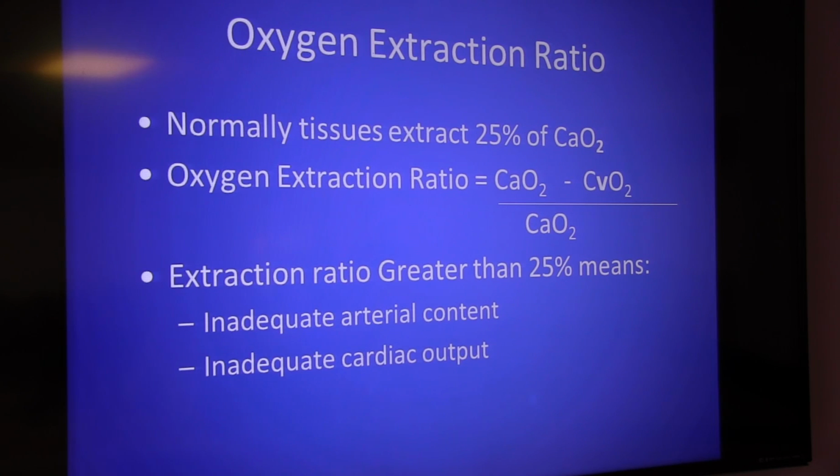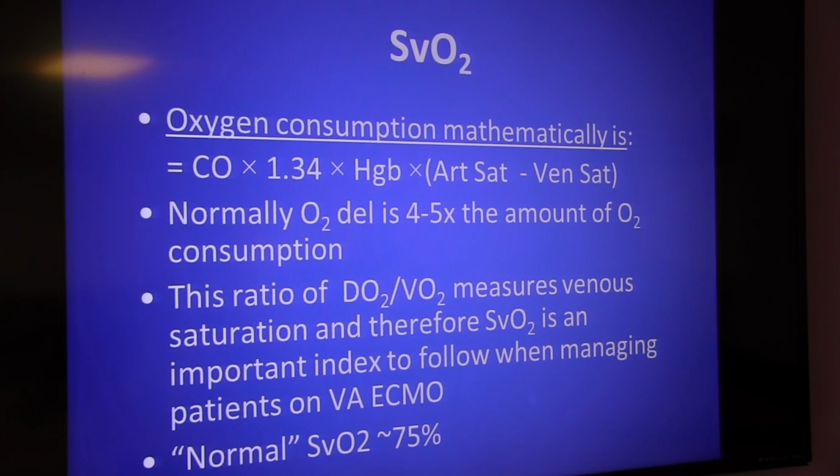So normally tissues extract 25% of your arterial oxygen content. And this is going to be important when we talk about why it's convenient that we can measure mixed venous sat. So your oxygen extraction ratio is your arterial content minus your venous content over your arterial content. And generally, if your extraction ratio is greater than 25%, you either have inadequate arterial content or inadequate cardiac output. So this is where SvO2 becomes really important, and at least for us who can't float Swans, this is really the only situation where we actually can measure a mixed venous sat.